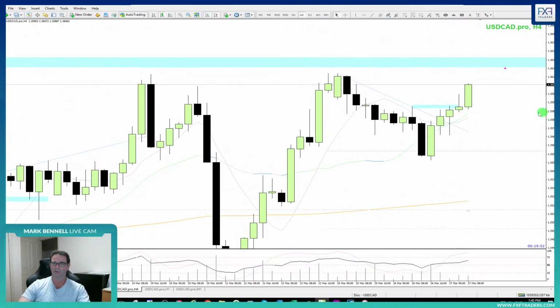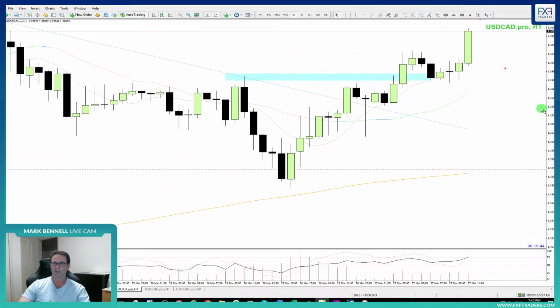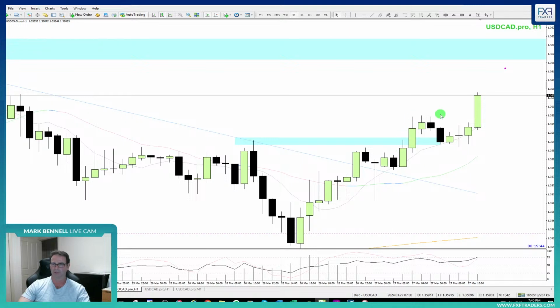All right, now if we had missed that one and I saw this pullback, I was going to say look for the break through the wick as the smash day. All right, so that's actually already gone. So that was it there, nice little pullback. That would have been the entry through there.